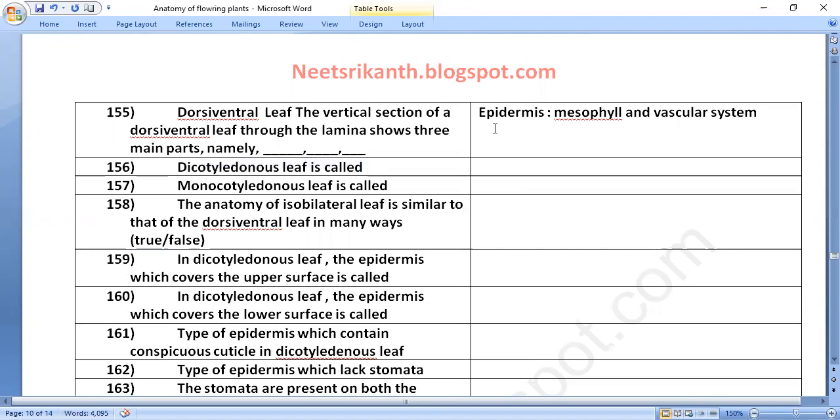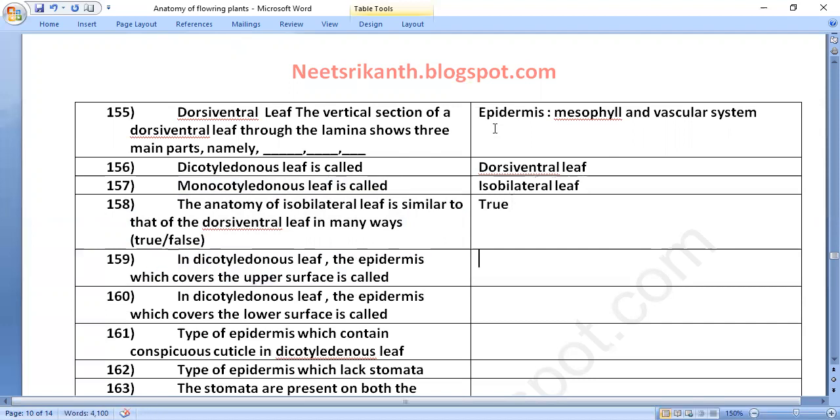Dicotyledonous leaf is also called dorsiventral leaf. Monocotyledonous leaf is called isobilateral leaf. Anatomy of isobilateral leaf is similar to that of dorsiventral leaf in many ways. True or false? True.